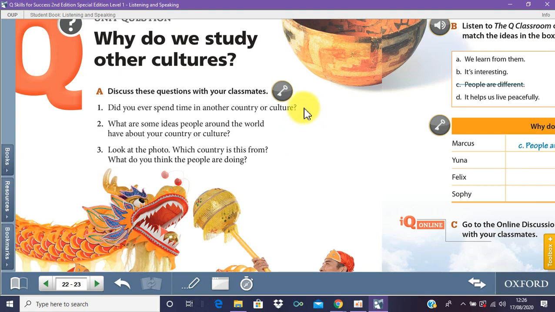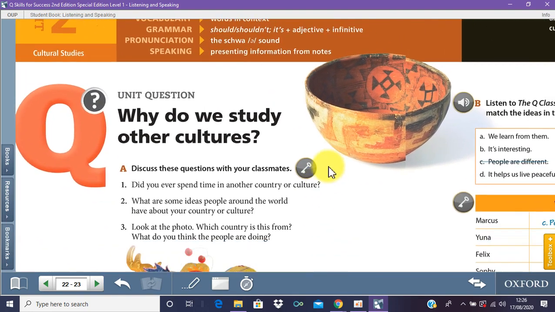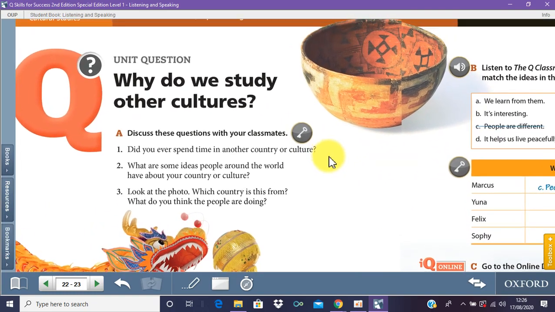I usually tell all my students to write your answer here, because this is the question they will ask you in the speaking if they ask you a question about Unit 2.